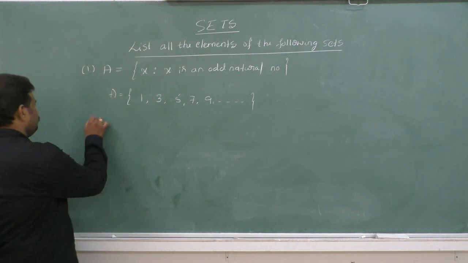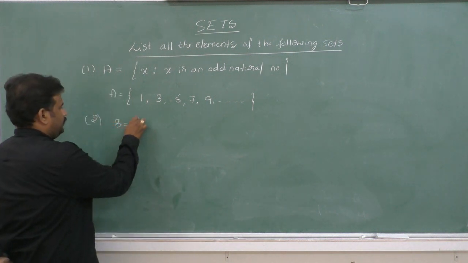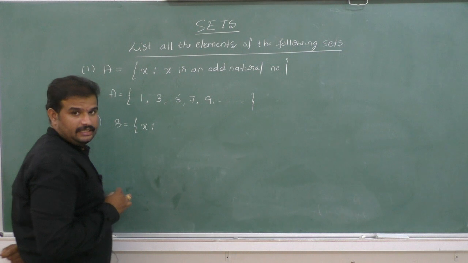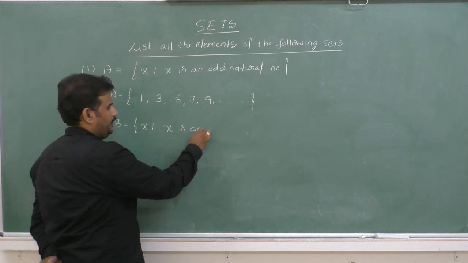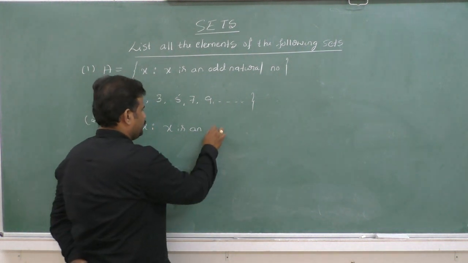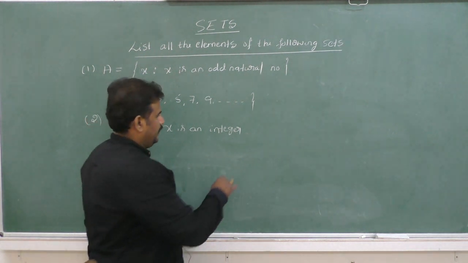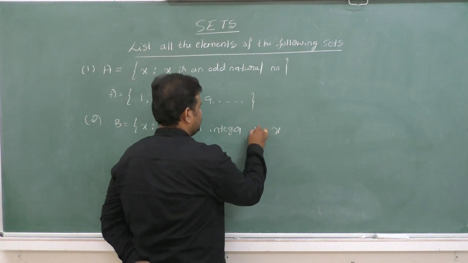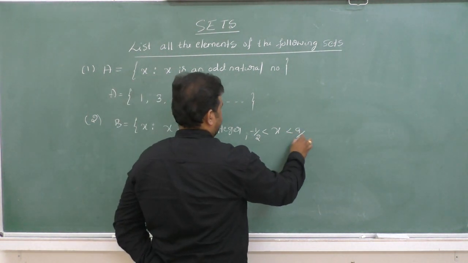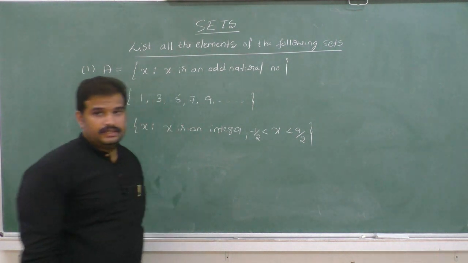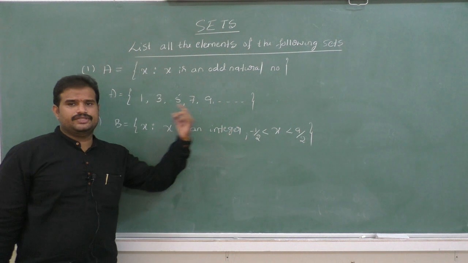Next, the second problem. Set B is given as the set of all elements x such that x is an integer, and x is greater than minus 1 by 2, less than 9 by 2. This is the given set. You have to list all the elements of the set.